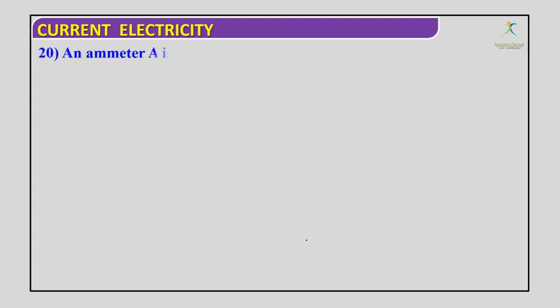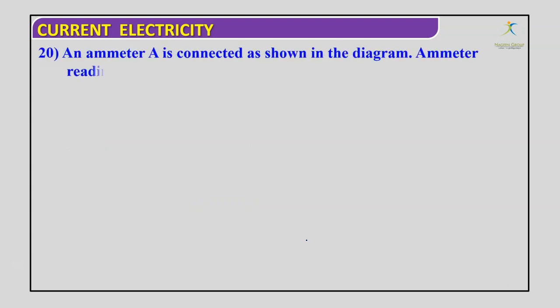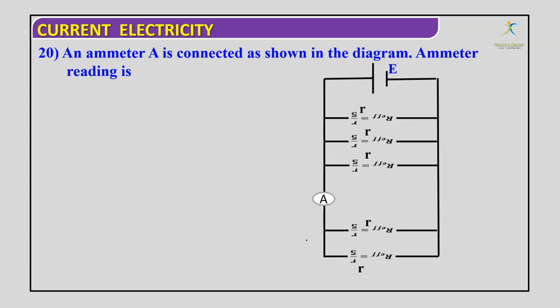Moving ahead with the next question, we have the 20th question. An ammeter is connected as shown in the diagram. The ammeter reading is. So, the options are these. Let us move with the solution part.